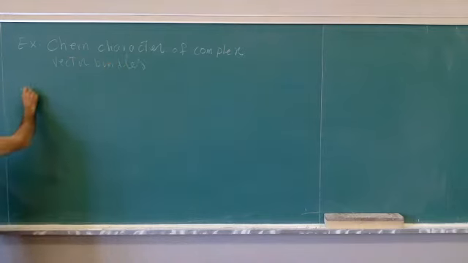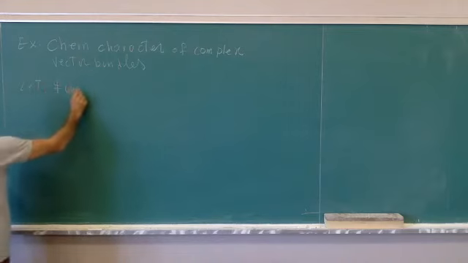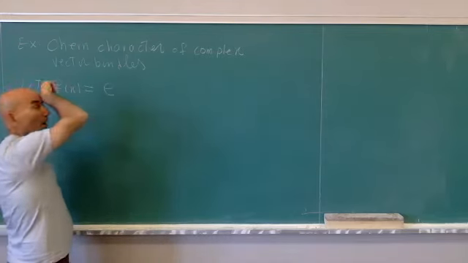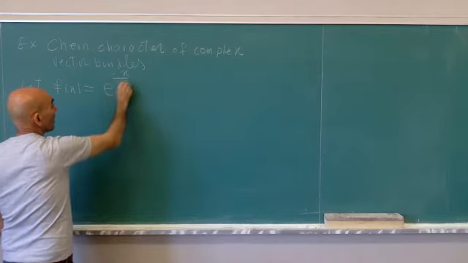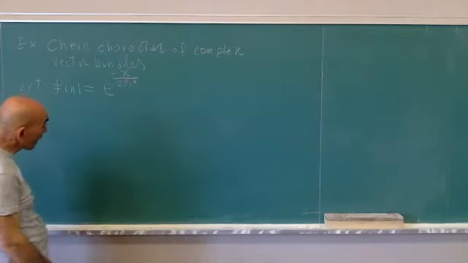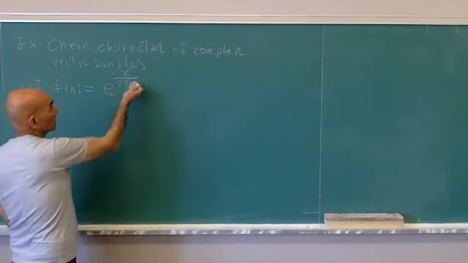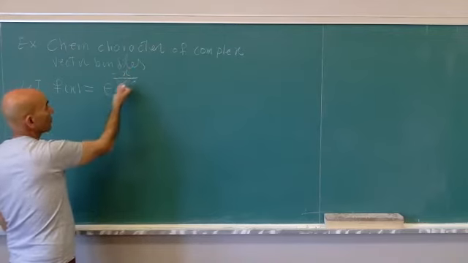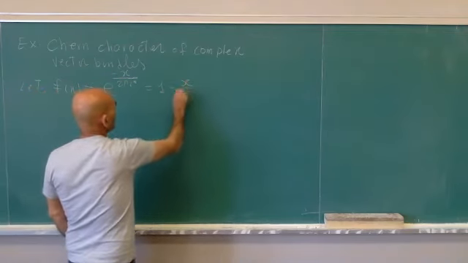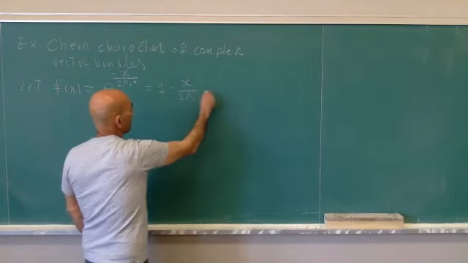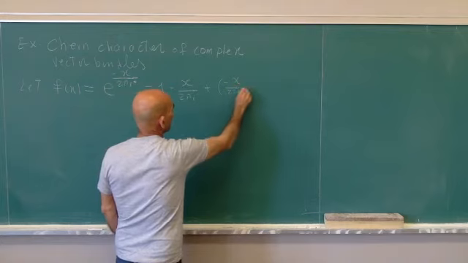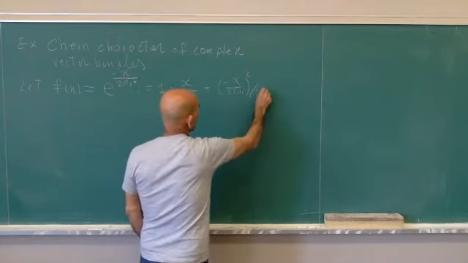Okay, so in this case, let's take f of x equal to e to the minus x over 2 pi i. Well, this is an exponential function, and then it's a formal power series. This is like 1 minus x over 2 pi i plus minus x over 2 pi i squared over 2 factorial and so on.